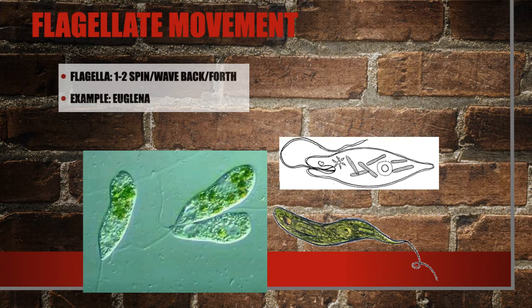Good. Euglena, flagella, flagellate. I mean, those words are pretty similar, right? So they have this whip-like tail on them.